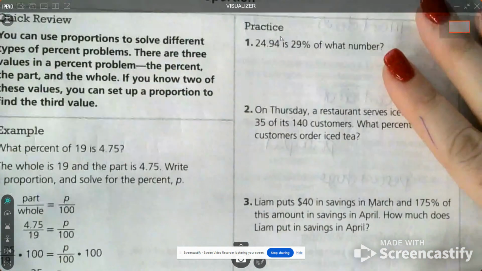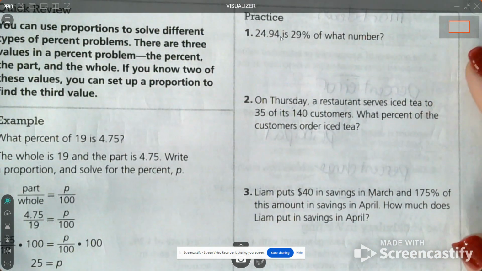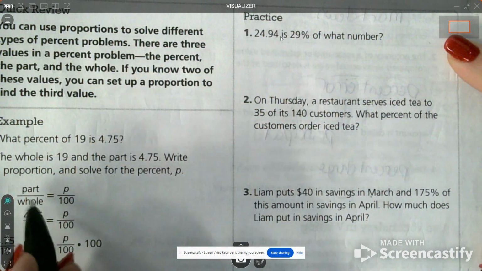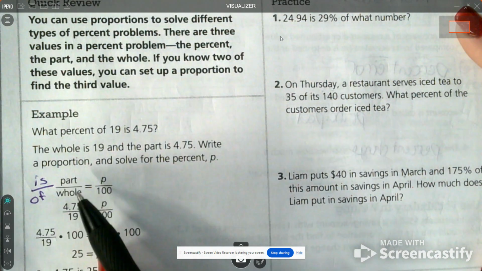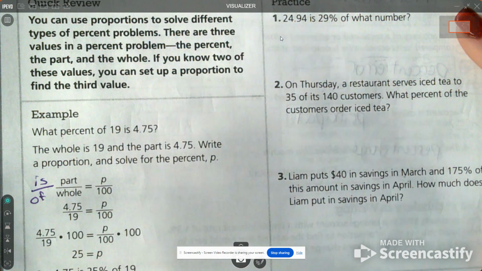On the next three, again, you can do it the same way. The only difference is that instead of saying is over of, they called it part over whole. But it's all the same.